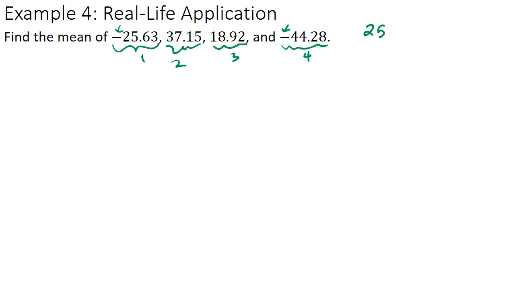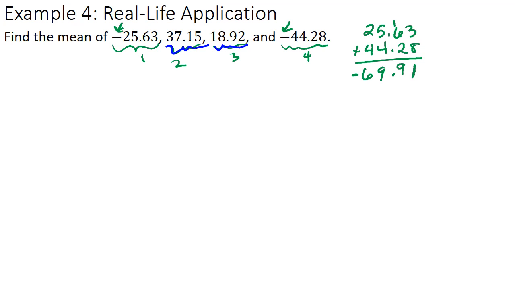So we have 25.63 plus 44.28. So as I do this, 3 and 8 is 11. Carry the 1. 6 and 2 is 8, plus 1 is 9. Bring down that decimal. 5 and 4 is 9, and 2 and 4 is going to be 6. So I know this is going to be negative 69.91 because both of my original numbers were negative, which means we just treated it like normal addition but kept the sign.